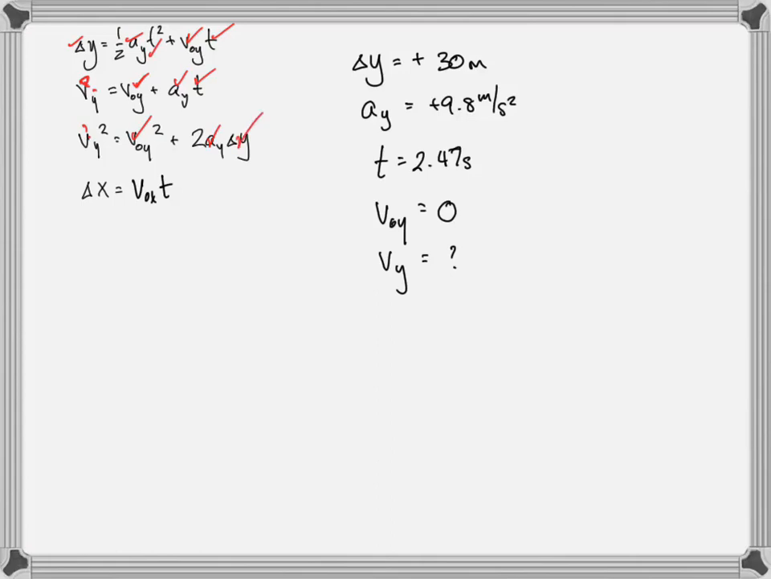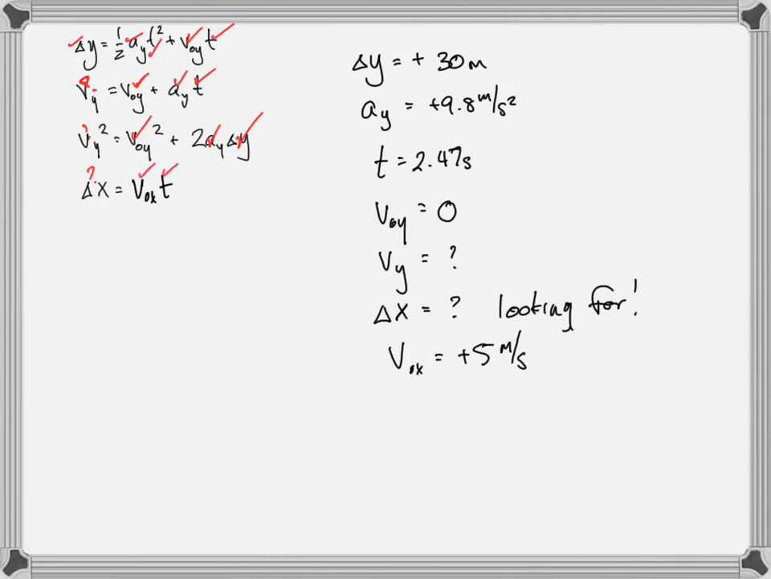And delta x. The next variable is delta x. We don't know that, and that's what we're looking for, because I ask, where does it land? So we need to know how far away from the bottom of the building it lands. So delta x is unknown. V0x is equal to plus 5 meters per second. It's the velocity in the x direction. We defined the positive x direction as the direction that we were throwing it. And t is a known quantity.